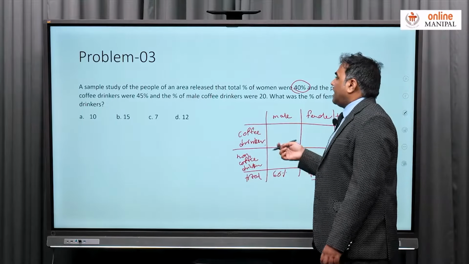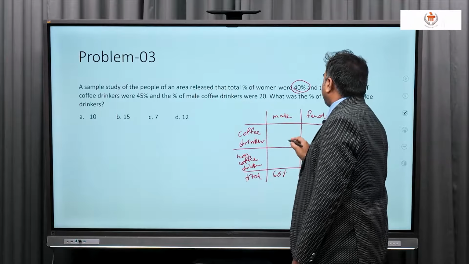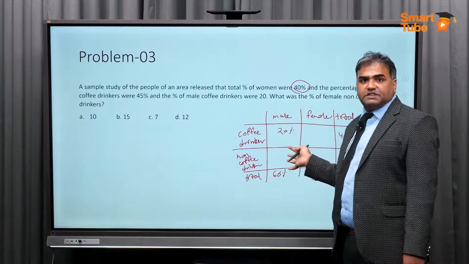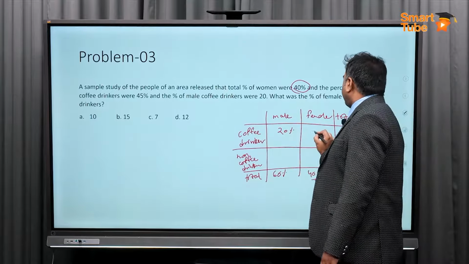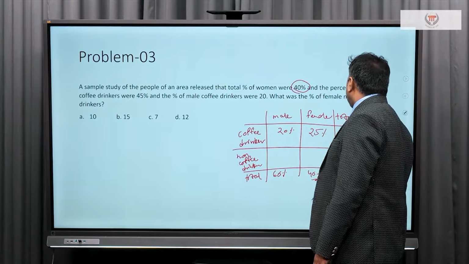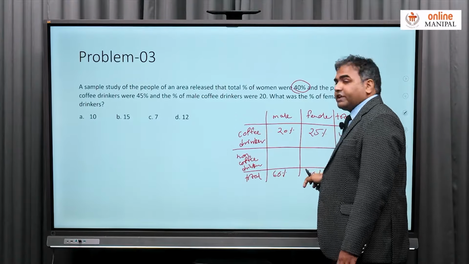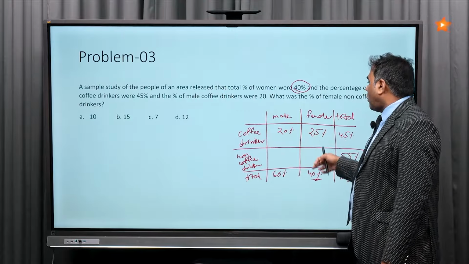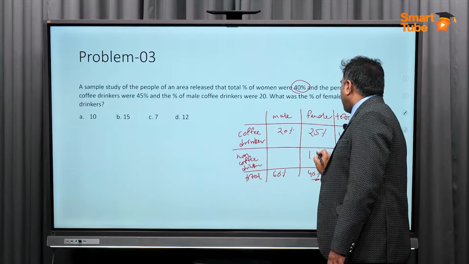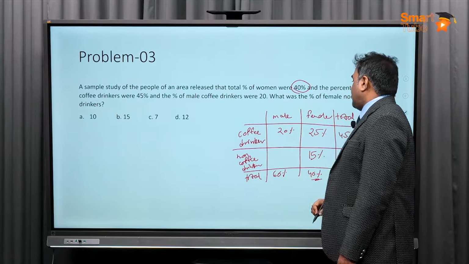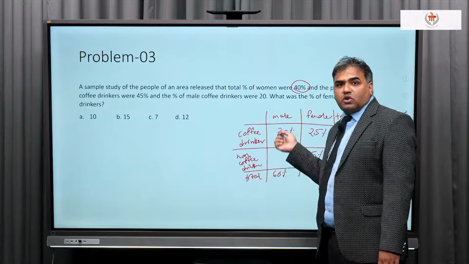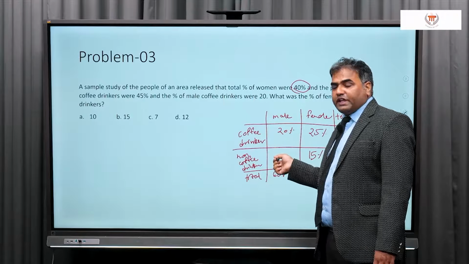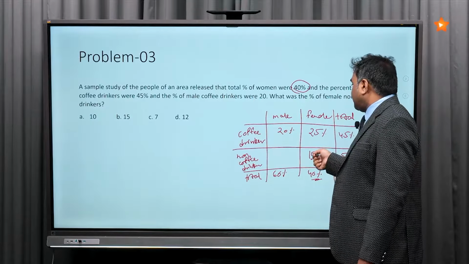Very simple. And then the male coffee drinker is 20. If male coffee drinker is 20%, all figures are in percentage, so 45 minus 20, this would be 25%. Clear? Total female is 40 and female coffee drinker is 25%, so female non-coffee drinker would be 40 minus 25, this would be 15%. Because this is 15, you can solve very easily. Male non-coffee drinker would be 60 minus 20, 40, or it could be 55 minus 15, it would be 40.